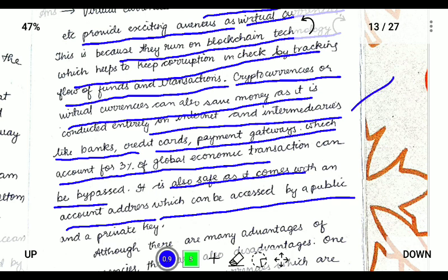So virtual currencies are helpful because they help to carry out the transaction, leaving aside the intermediary level like credit cards, payment gateways, etc., which account for 3%. It also keeps the corruption in check by keeping all the transactions of funds, and it also helps in reducing hacking, as it comes with an account address that can be accessed by a public and a private key.